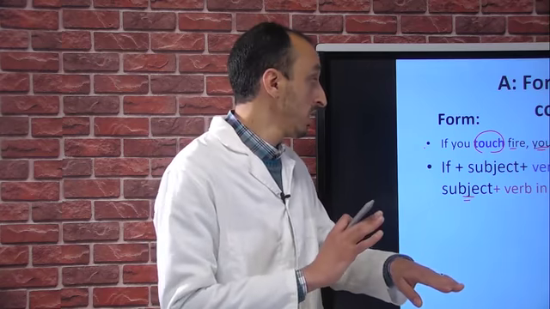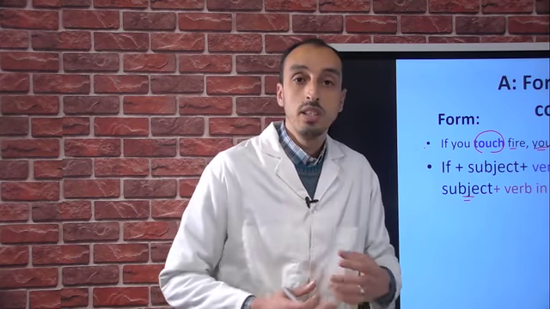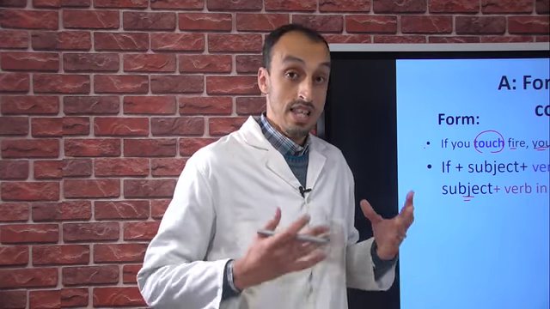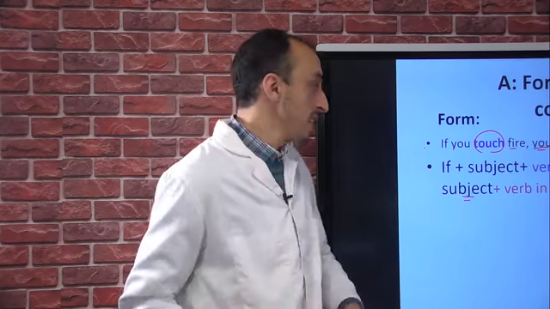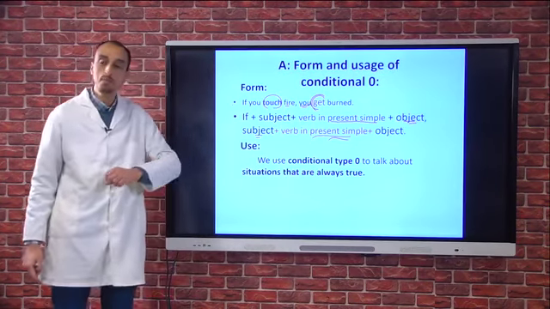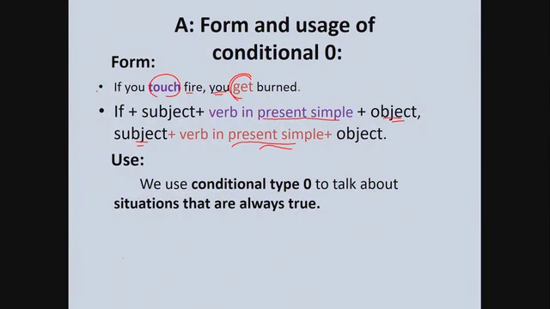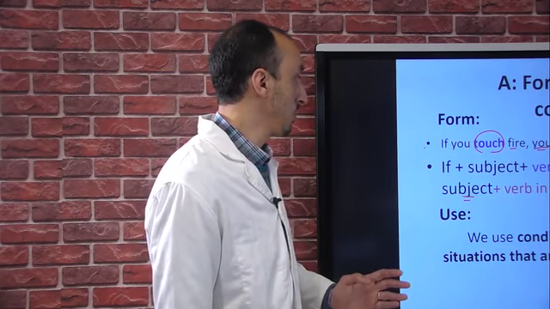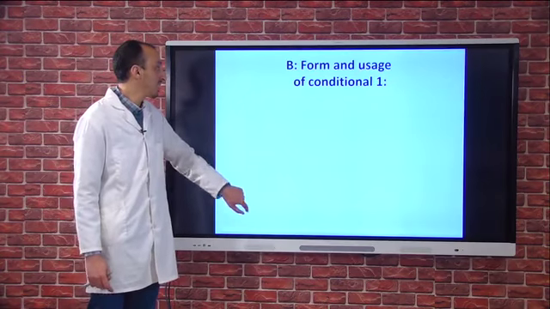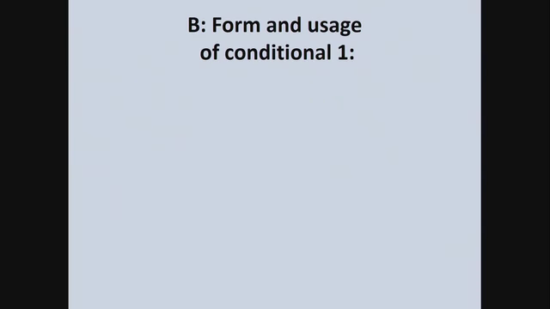If you touch fire, you get burned. Another example: if babies cry, that means they are hungry. So, we use conditional type 0 to talk about situations that are always true. They never change. So, having understood the form and the use of conditional type 0, let's move to the second conditional. It is conditional type 1.